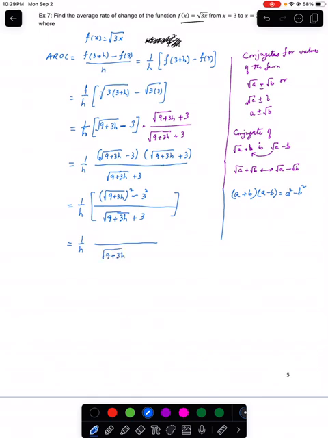So the denominator will stay as it is, and now we simplify the numerator. You can see the square root gets cancelled with the square, so we are left with 9 plus 3h, and then we have negative 9. So 9 and 9 got cancelled. So on the top we are left with 3h. At the bottom here, square root of 9 plus 3h plus 3.